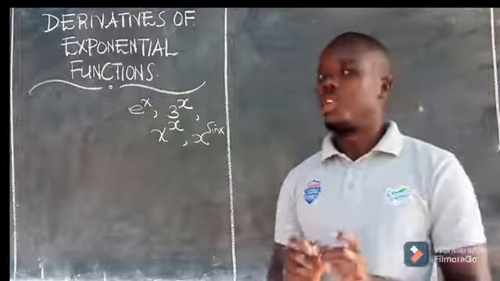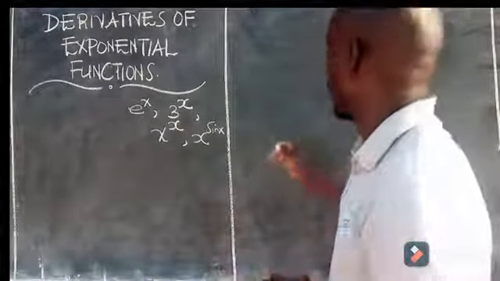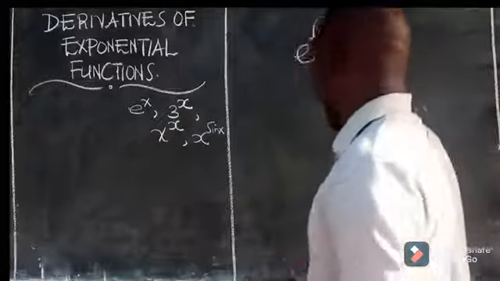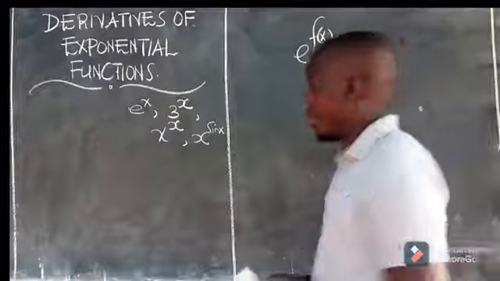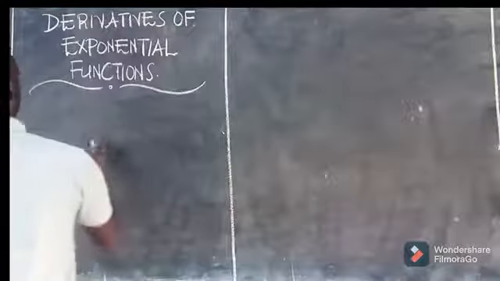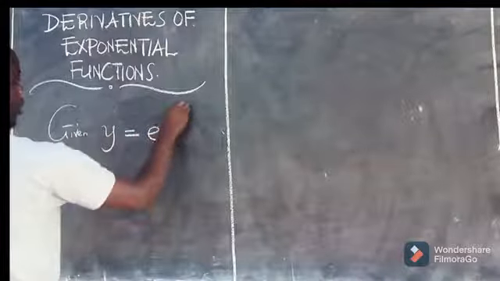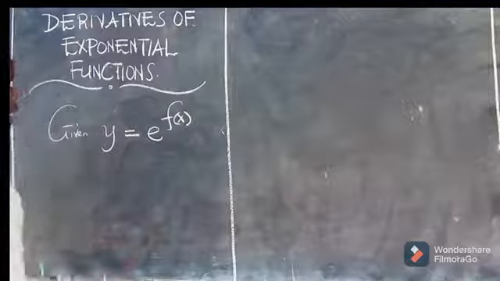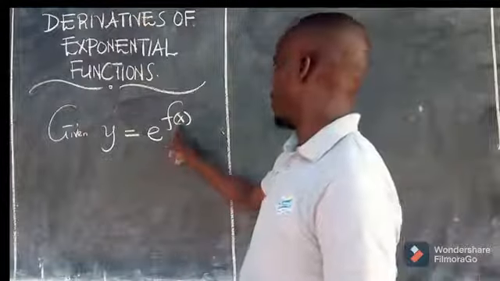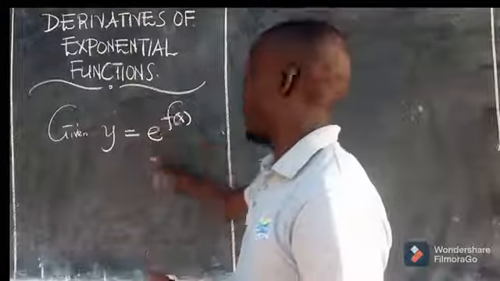But for this specific video, I'm only going to take you through how to differentiate functions of the form e power f of x. If we are given, for example, y as exponential of f of x, then to get dy dx, you're simply going to differentiate this power, then the derivative you obtained, you multiply by this very expression.